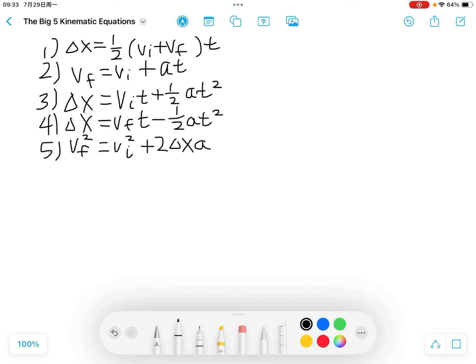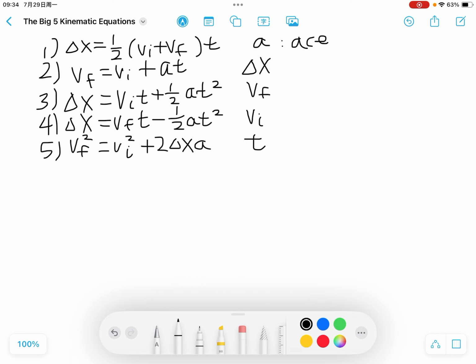So we have our 5 equations, and the reason we have 5 equations is because we have 5 variables. We have 5 variables, and in every equation we only use 4 variables. So in the first equation, a is missing. In the second equation, delta x is missing. In the third equation, we don't have vf. In the fourth equation, we lack vi. In the fifth equation, t is missing. So these 5 variables make up the 5 kinematic equations. It's important to understand what these stand for before we start to derive and understand the 5 equations.